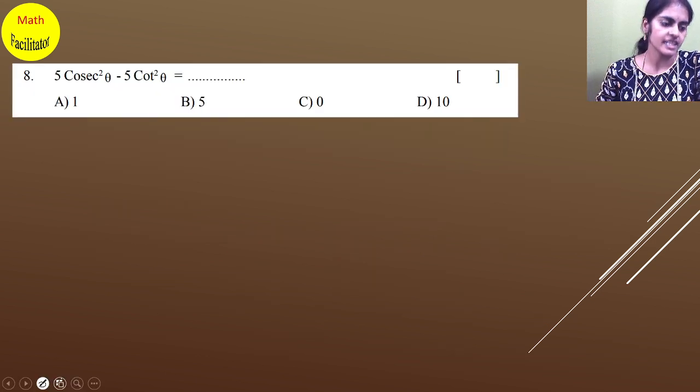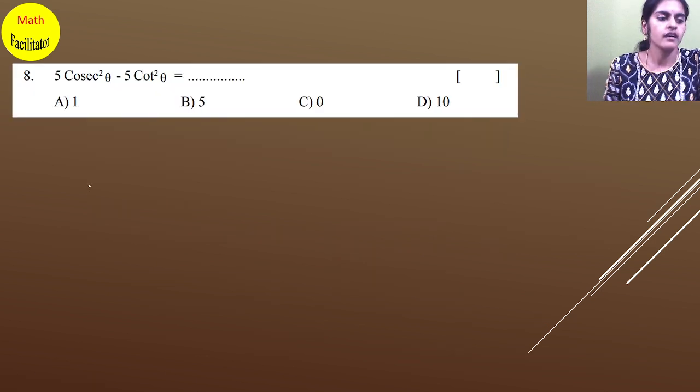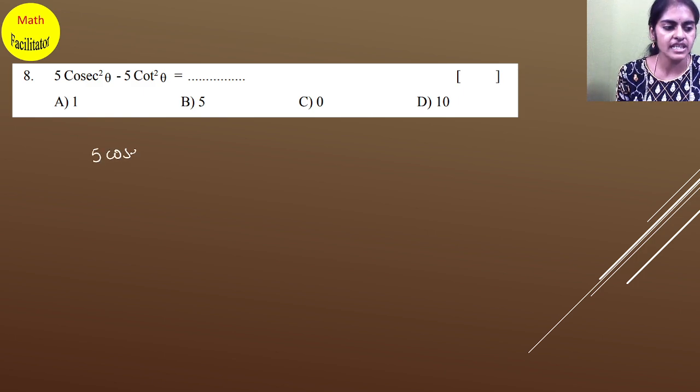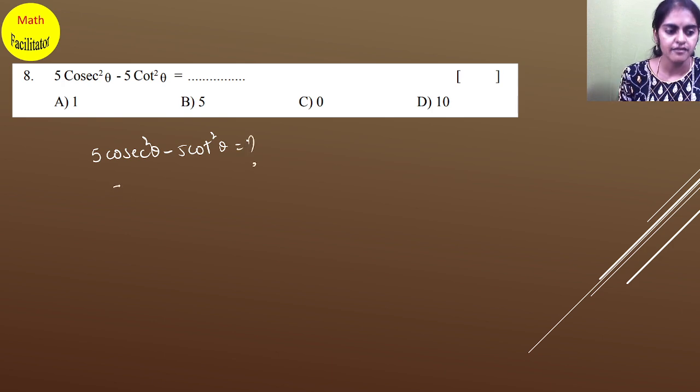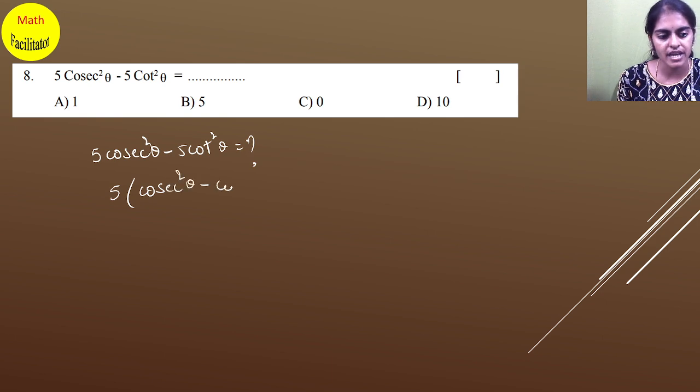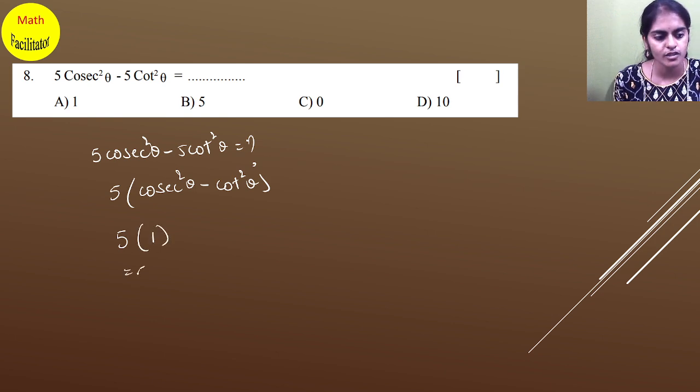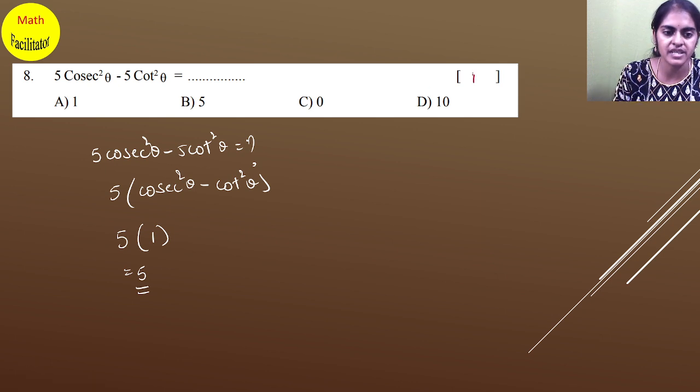Okay. Now the next question. 5 cosecant square theta minus 5 cot square theta is how much? If I take 5 common, this is an identity. Cosecant square theta minus cot square theta. So 5 into cosecant square theta minus cot square theta is 1. So the answer is 5. It's very simple, isn't it? So option B is correct.